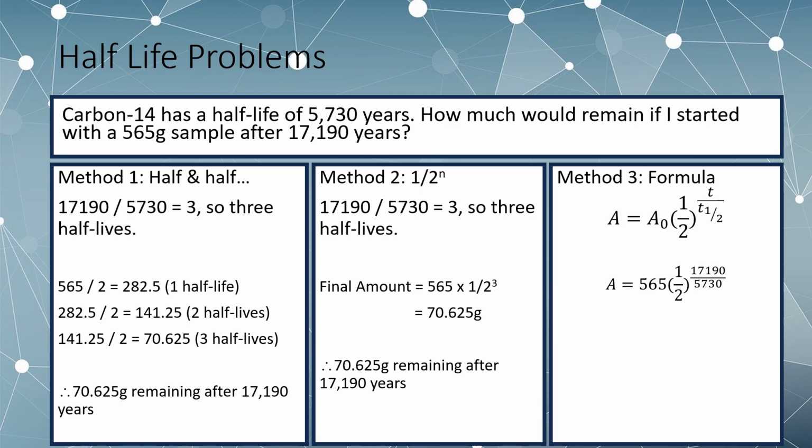So instead of this one where it calculates that n value for you, because we've put that in that power section there, that's effectively calculating our n value. We're just skipping that step by putting all the numbers in. So it really is just method 2 extended out into its truest form. Chucking that all in your calculator or doing it in your head if you have such a quick maths brain, A, or our final amount, is equal to 70.625 grams. Therefore, 70.625 grams is remaining after 17,190 years. The important thing to note is all 3 methods give the same answer.